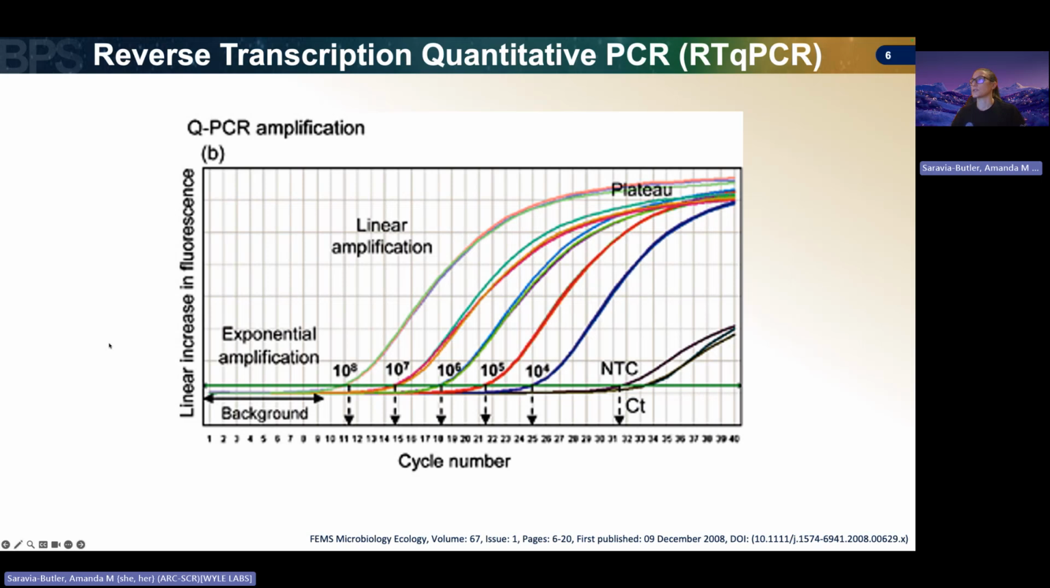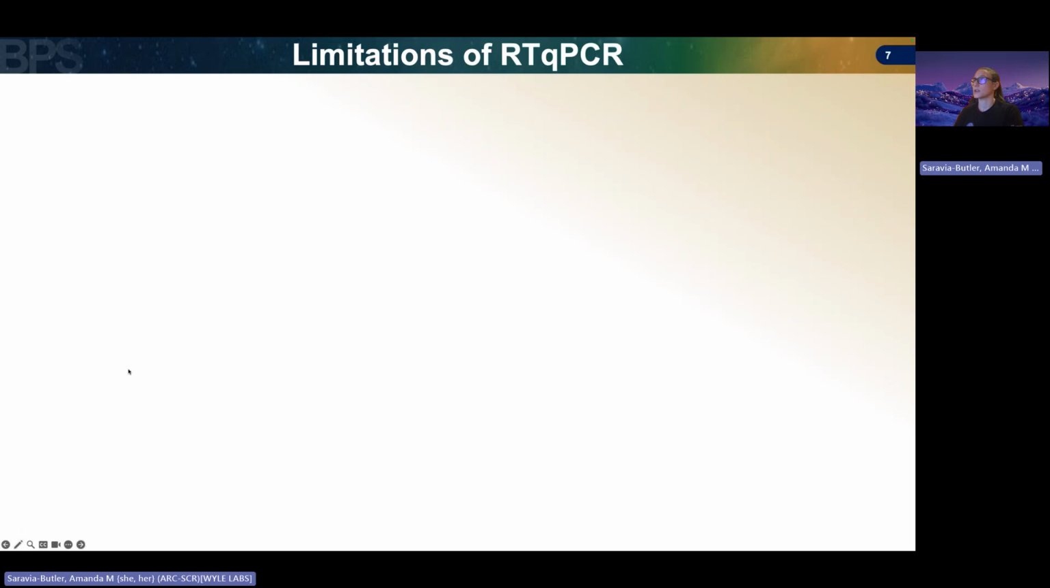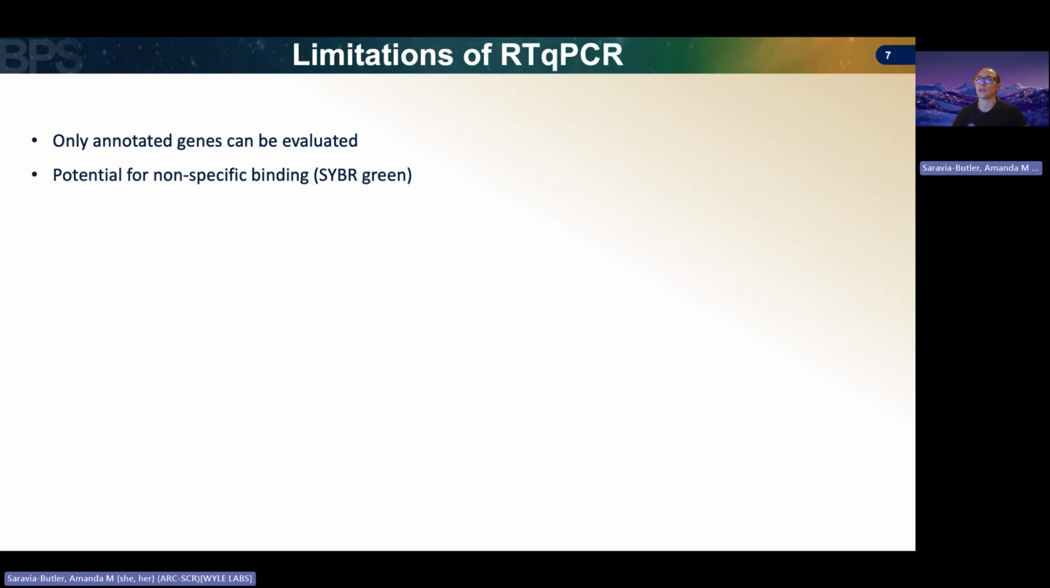So this was great for being able to measure how much of your gene you have in your starting material, compared with a control, treatment and control. However, there are some limitations, and I do want to point out this technique is still very much widely used in labs today. But because you have to design primers that are flanking your target region, you will need to know the sequence of the gene that you want to quantitate, and so only annotated genes, or genes in which we know the sequence of, can be evaluated.